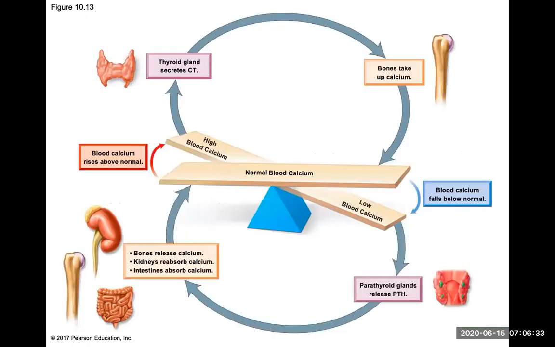So here's normal blood calcium, and whether you get a high level or a low level, this is when your thyroid gland will secrete calcitonin, or your parathyroid gland will release parathyroid hormone. You can see the results of those 2 hormones and the effects they would cause to try to keep your blood calcium levels normal.